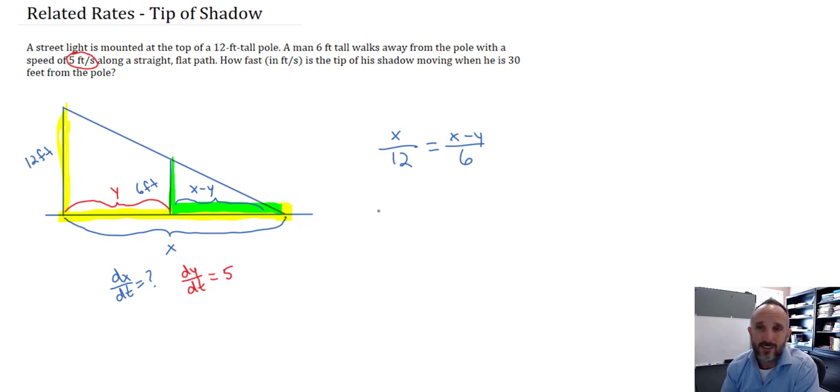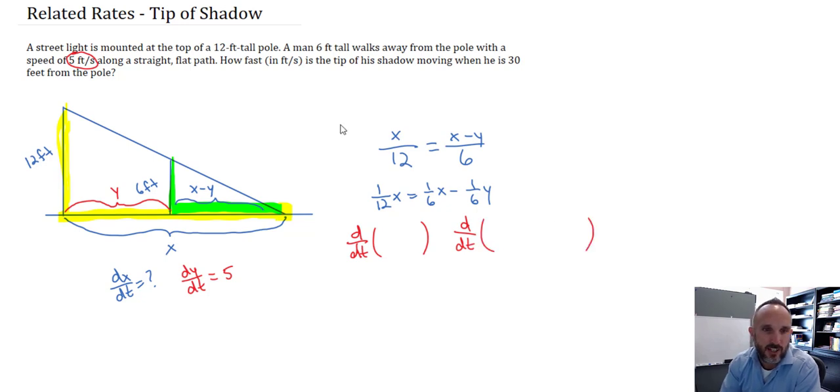So let's rewrite that because we know we're going to differentiate it. Let's rewrite it as 1/12 x equals 1/6 x minus 1/6 y. All right, now it's going to be easy to differentiate. And so we're talking about rates of change. We have to differentiate both sides with respect to t. So I'm taking the derivative with respect to t of both sides. So we've got d/dt of 1/12 x equals d/dt of 1/6 x minus 1/6 y.